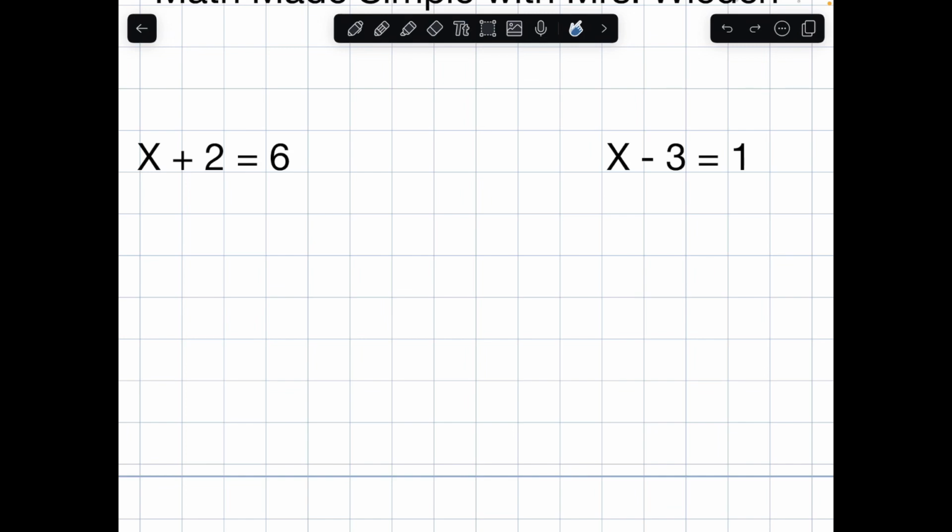In my first equation, x plus 2 equals 6, I look to see what's happening with x. I'm adding 2. When I'm solving these equations, I just do the opposite of what's happening. So if it's adding, I subtract, and if it's subtraction, I add. So with x plus 2 equals 6, I subtract 2 from both sides.